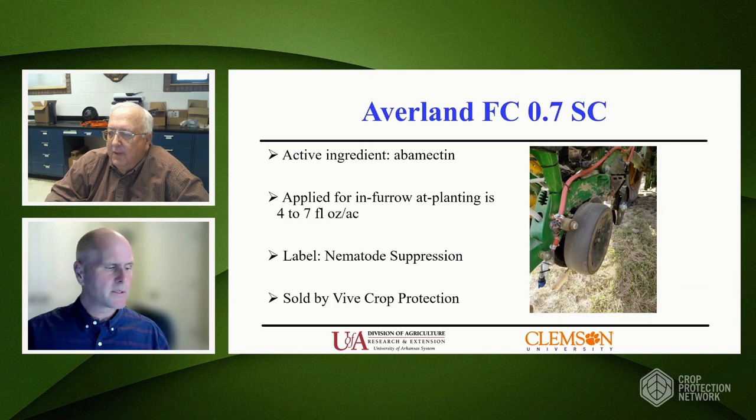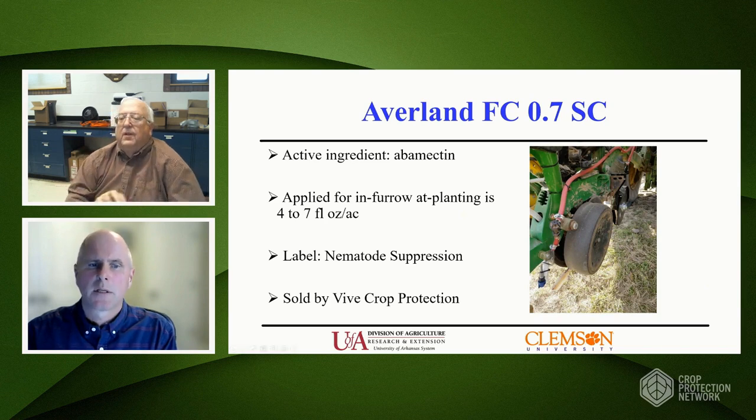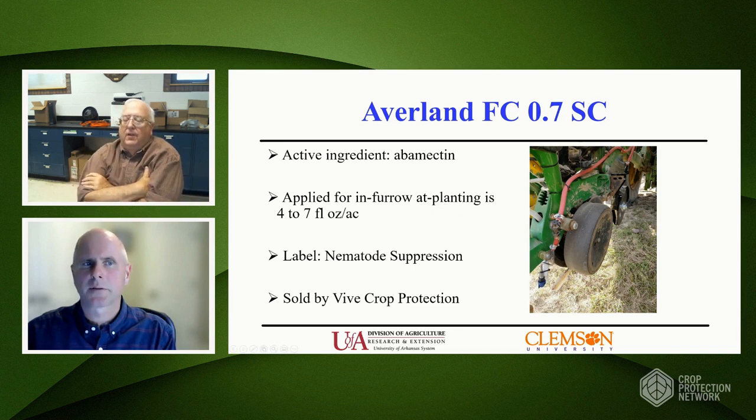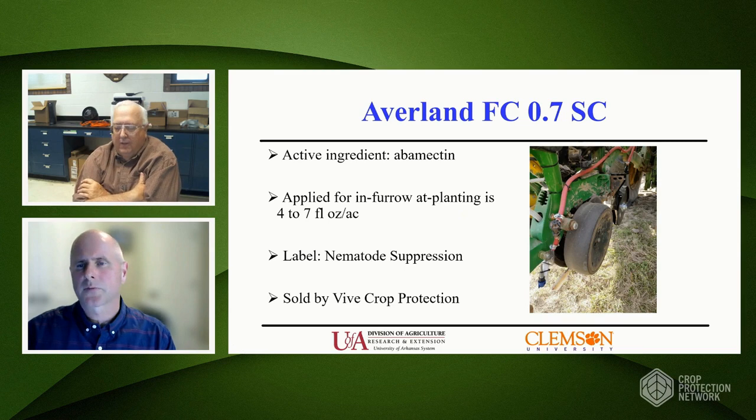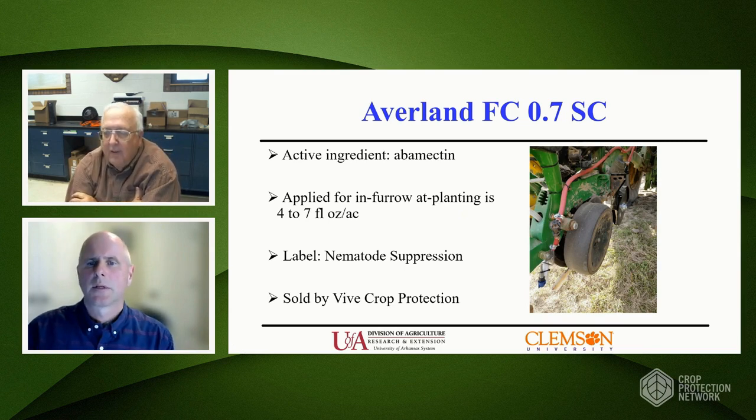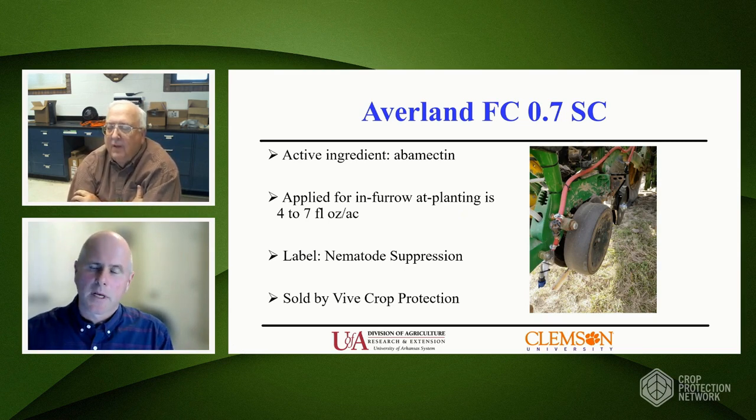The last one is again, a nematicide we're very familiar with for a number of years. This is abamectin, and this is sold as Avid as a seed treatment, but this is a liquid in-furrow material again, and this is Averland by Crop Protection. This is the rate, 4 to 7 fluid ounces, again, in-furrow at planting application, and the label really refers to it as nematode suppression. And so it's out, it's available.